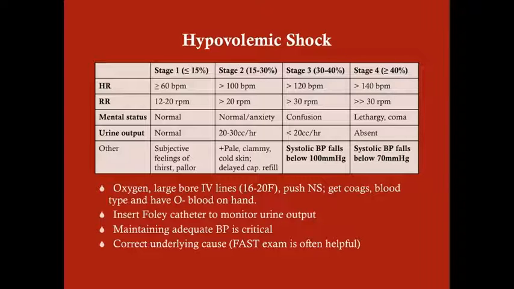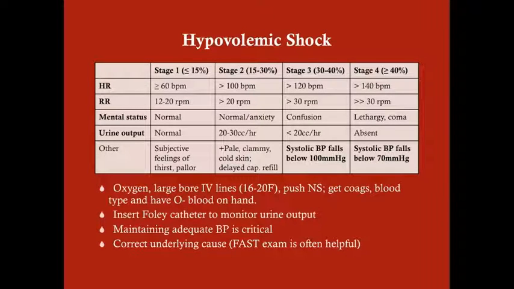So at stage 3 of hypovolemic shock, your body's compensatory mechanisms, namely increased heart rate, are not enough to maintain a normal blood pressure. And so at stage 3 of shock, your systolic blood pressure drops below 100 millimeters of mercury. Usually at this point, you start to have some significant mental status changes, anxiety, confusion, or even agitation. And then stage 4 is the end stage of hypovolemic shock. Your systolic blood pressure has dropped below 70 millimeters of mercury now.